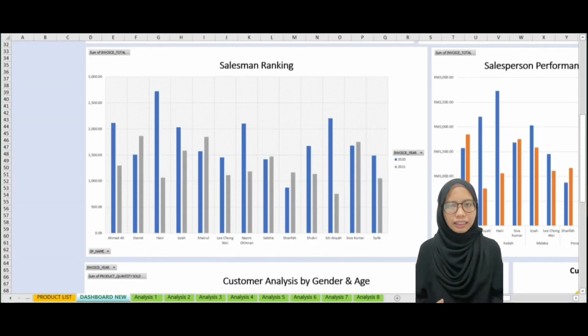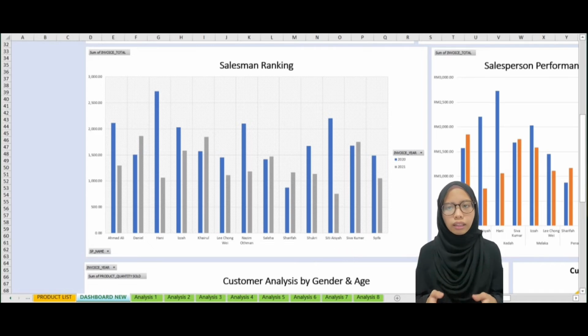And the last analysis is the salesman ranking for 2020 and 2021. Based on the column chart, as we can see, Hani from Kedah branch is the most active salesperson as she managed to gain the most total sales among others, amounting to RM3,689. The top two ranking is Izzah from the Malacca branch, which has managed to gain total sales of RM3,615, while the top three salesman ranking is Siva Kumar from Kedah branch with total sales of RM3,436.